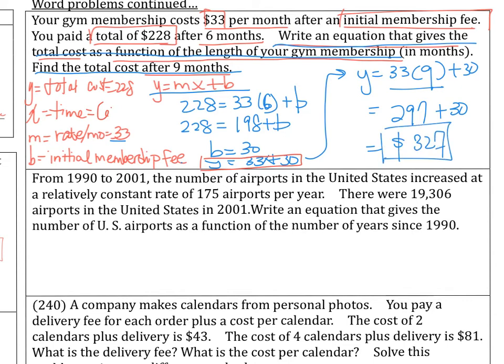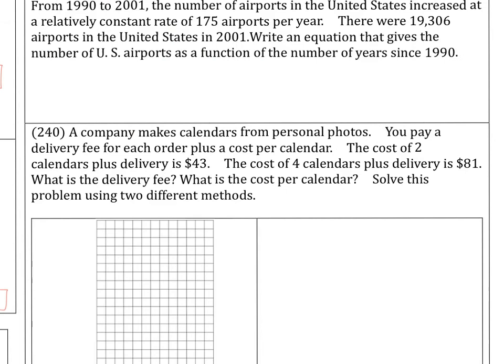$327 after 9 months. From 1990 to 2001, the number of airports in the United States increased at a relatively constant rate of 175 airports per year. There were 19,306 airports in the United States in 2001. Write an equation that gives the number of U.S. airports as a function of the number of years since 1990.